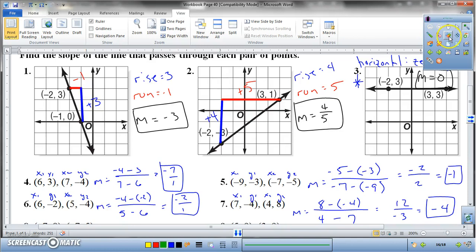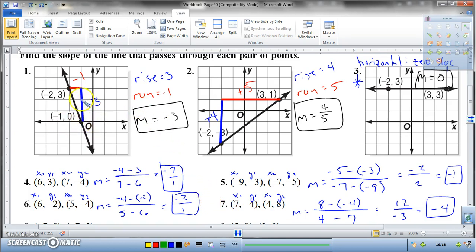Okay, for 1 through 7 on page 40 here, we're finding the slope of a line with a given graph or just given two ordered pairs. With the graph, you can either count your rise and your run, like I've done here, or you can take the ordered pairs that they give you and plug them into the slope formula. It's really easier when you're given a graph to just count the rise and run, and I'd rather you do it that way for right now, just to get practice with counting that.